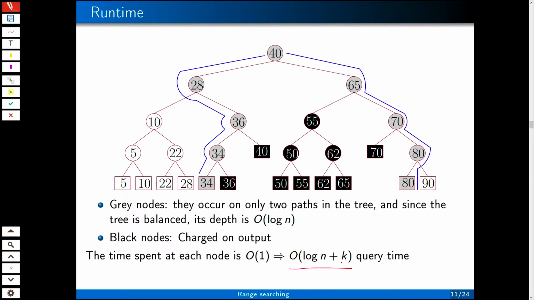Okay. How many white nodes do we visit? 0. How many grey nodes? Log n. Grey nodes are the nodes which are in the search path of 34 and the search path of 80. It is a balanced binary search tree. So, from root to each leaf node is of distance at most log n. So, 2 log n grey nodes. What about black nodes? I do not care because I am reporting the black nodes, that is on k.